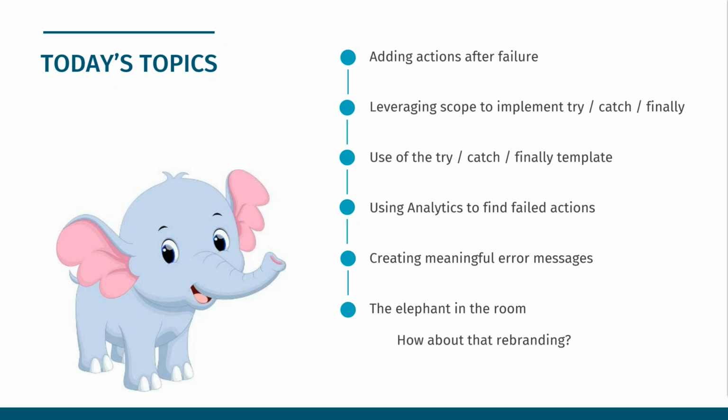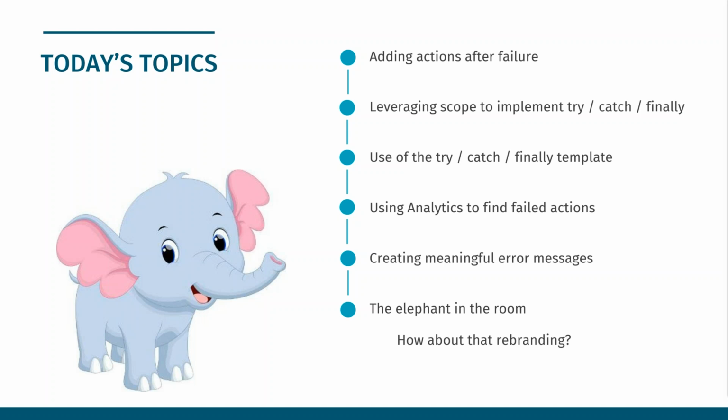There's a community template for Try, Catch, and Finally that we're going to take a look at. And don't worry, we're going to talk about what Try, Catch, and Finally is, what this pattern is, in case it's not something you're familiar with. We're going to use flow analytics to find failed actions, because sometimes once we're handling for errors, finding errors gets a little trickier. I boxed myself in a corner a few weeks back on that, and I want to show you a few things that I learned.